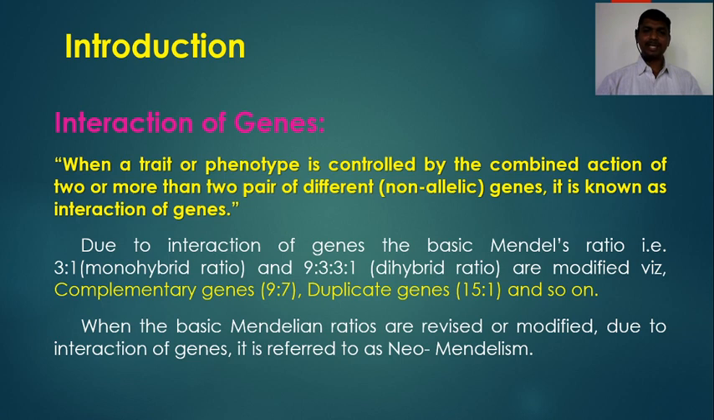Such genetic interactions we are going to study in this chapter. When the basic Mendelian ratios are revised or modified due to interactions of genes, it is referred to as neo-Mendelism. It is new compared to Mendel, so it is new Mendelism. When the basic Mendelian ratios are modified due to interallelic genetic interaction, it is referred to as neo-Mendelism.